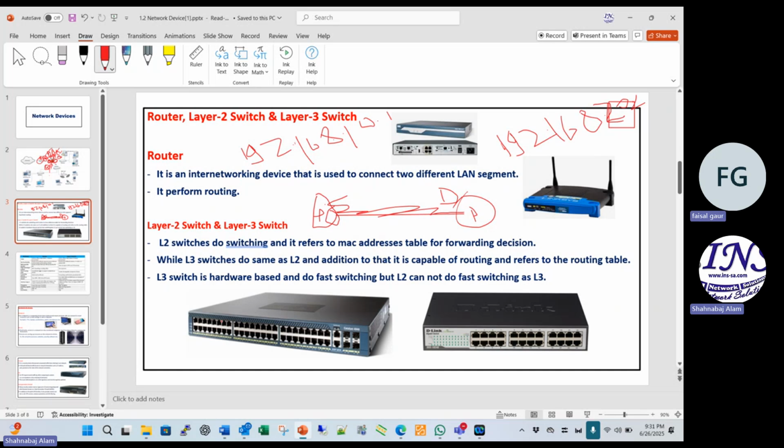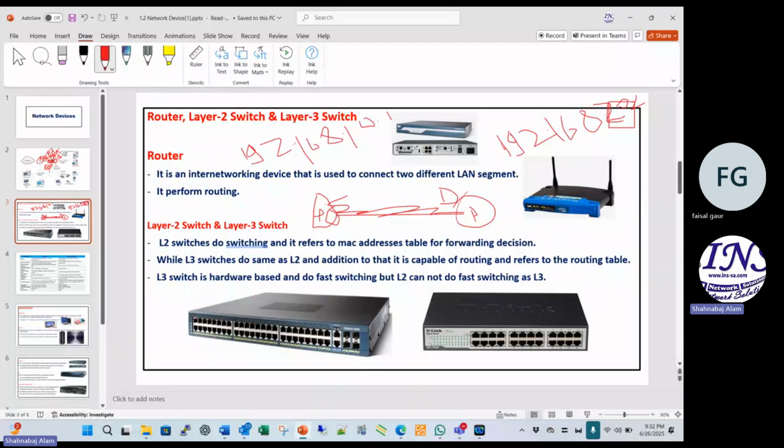And layer 2, if you have a small network infrastructure, the layer 2 switch is no issue. But if you have layer 3, and you have too much data, how can the data travel without layer 3?